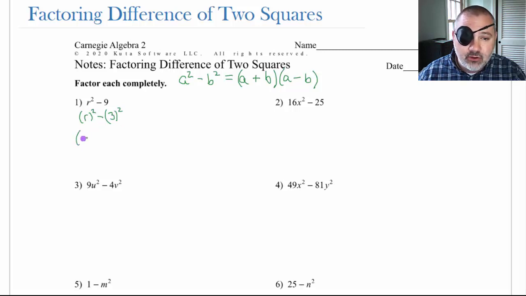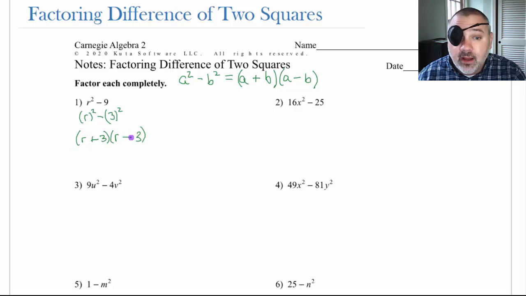So now let's make our two binomial groups. What goes first is this r, not r squared, but r. What goes second is this 3. And the only thing left we have to do is put a plus and a minus. Now, it truly doesn't matter if you have a minus and then a plus, or a plus and a minus, because we're really multiplying two things, and it doesn't matter what order we multiply in. So we have an r plus 3 times an r minus 3. We could have also written r minus 3 times r plus 3.